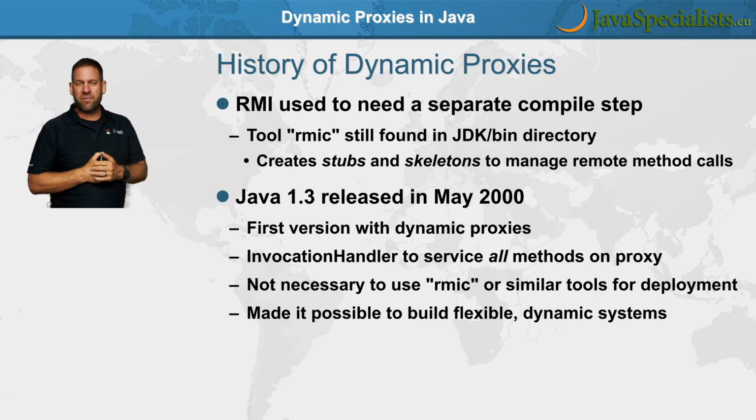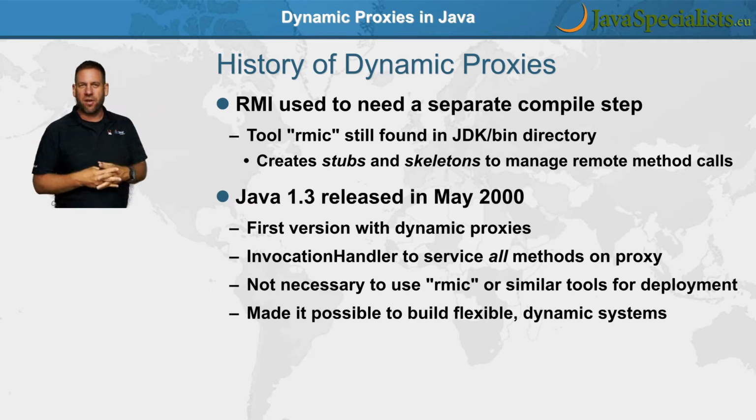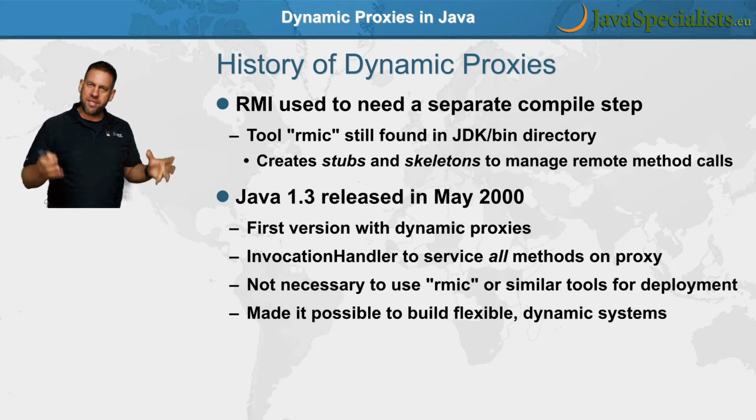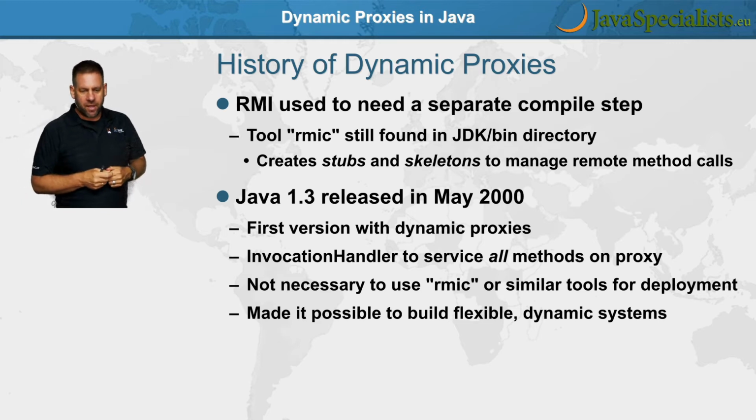Dynamic proxies were added to the language in Java 1.3, which is over 20 years ago, to solve a problem that we had, which was whenever we used infrastructure code like RMI, or similar things, we would have to go through a separate build process to generate stubs and skeletons so that we could access the remote objects. And this was a bit of a pain because if we forgot to call RMIC after changing the interface, then things wouldn't really work very well together.